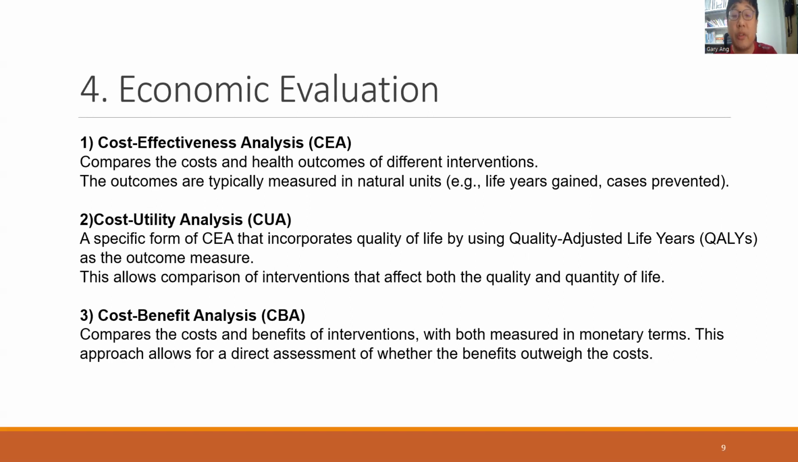Next, we talk about the three differences in terms of cost effectiveness, cost utility, and cost benefit. Cost effectiveness analysis refers to the cost and outcomes of different interventions. They are usually measured in natural units such as life years gained, or how many cases prevented or amputations avoided, for example. Cost utility is simply a specific form in which we use quality adjusted life years as the outcome measure, and it's commonly used when you compare different interventions.